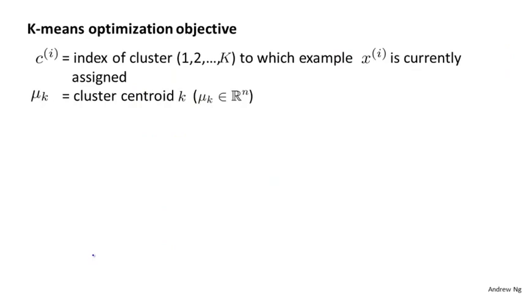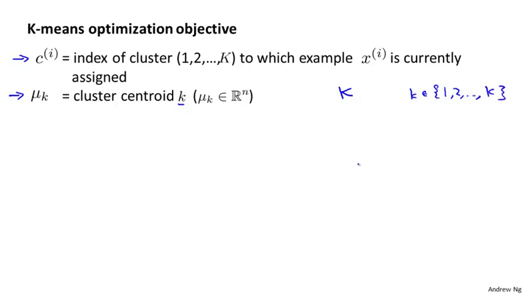Just as a quick reminder, while k-means is running, we're going to be keeping track of two sets of variables. First is these c^i, which keeps track of the index or the number of the cluster to which an example x^i is currently assigned. The other set of variables is mu subscript k, which is the location of cluster centroid k. And again, for k-means we use capital K to denote the total number of clusters, and lowercase k is an index into the cluster centroids, so lowercase k is a number between 1 and capital K.